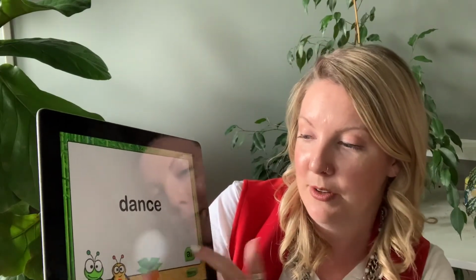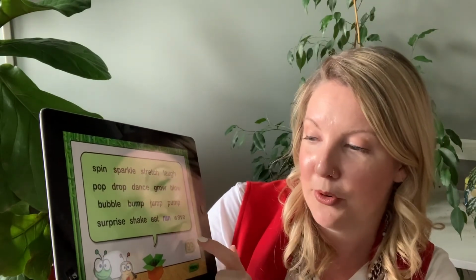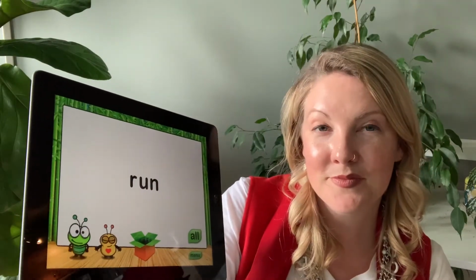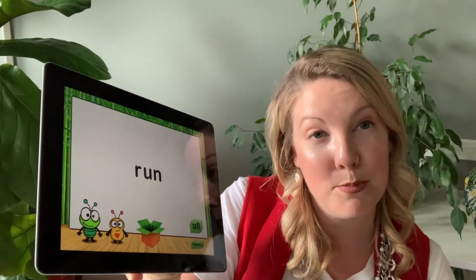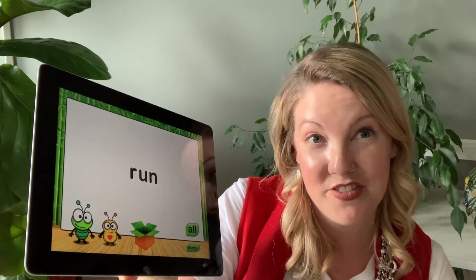I also really like incorporating pronouns in this app. So I'll show you with a different word. Let's do run. It's a cute one. So because there's two characters, one of which is a boy and one of which is a girl, it's very convenient to work on pronouns. So if I touch the boy, oh, he is running. Touch the girl, she is running. And now they're all done. What did they do? They ran. So again, building in that past tense verb practice.